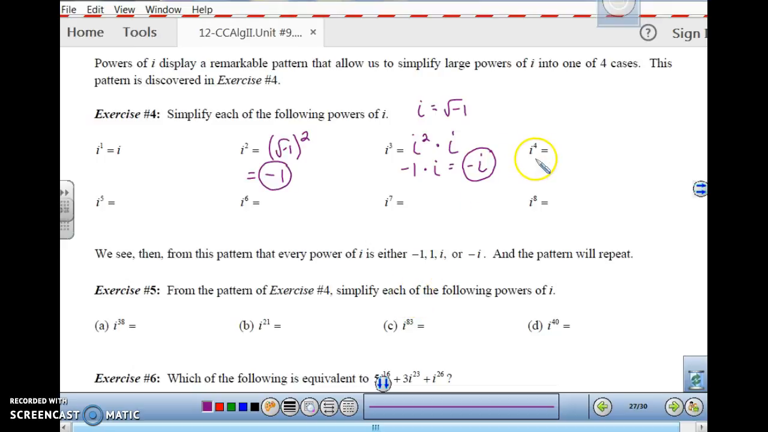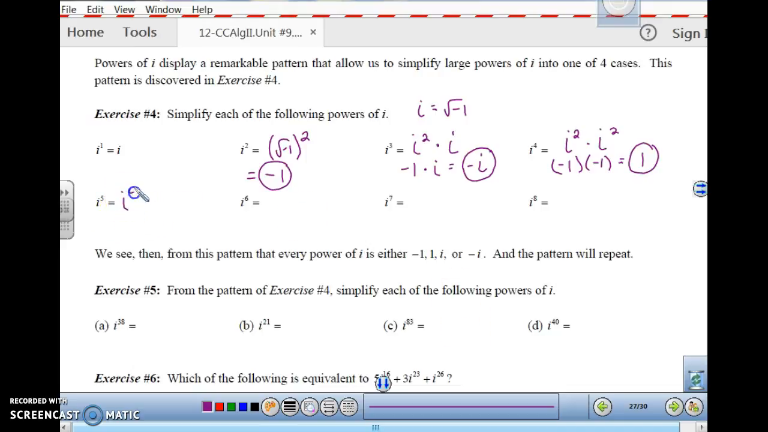How could we write i to the 4th? Well, isn't it i squared times i squared? Well, i squared we said was negative 1, and it's also negative 1 again. Negative 1 times negative 1 is positive 1. Oh, there we go.